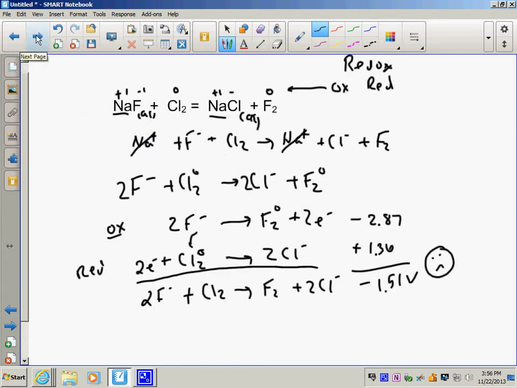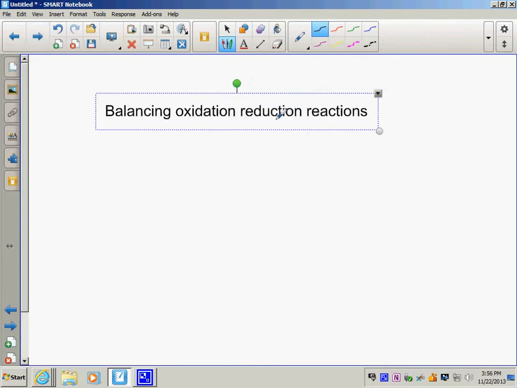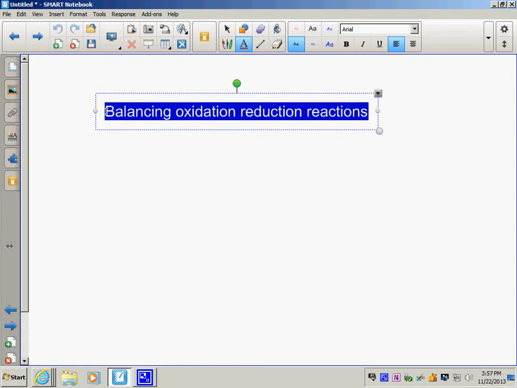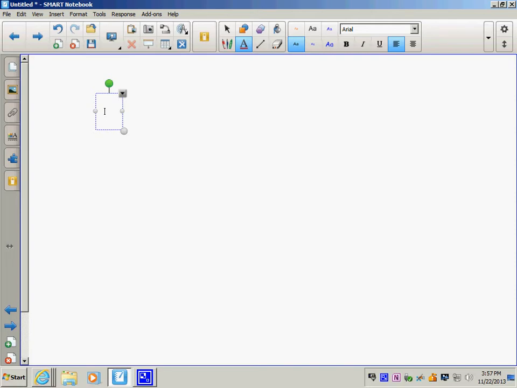Okay, let's look at an example where we would have to predict what happens in a chemical reaction. And this starts to get a little more complicated, and you have to have a greater understanding of what's going on in the chemical reaction. So let's try an example of, let's say, zinc metal plus copper nitrate.